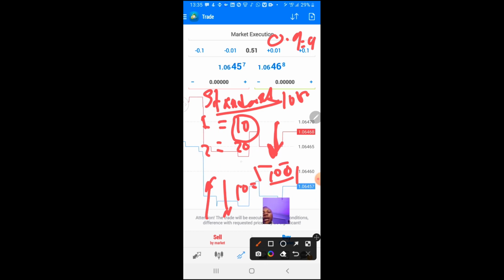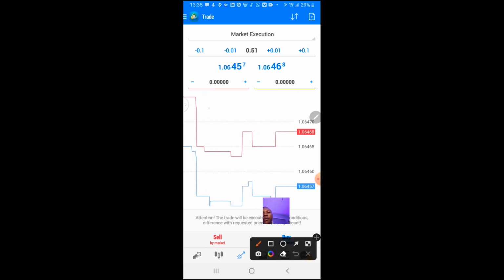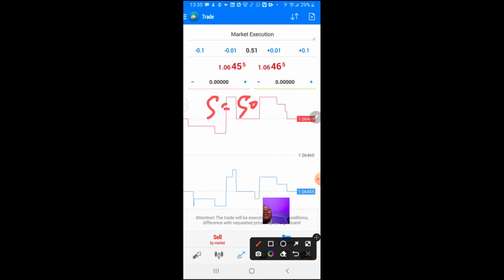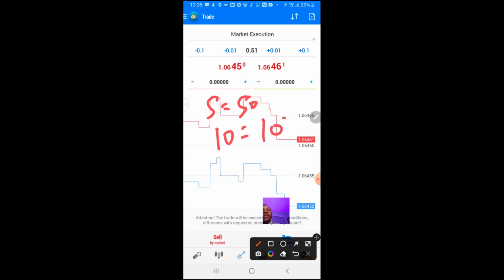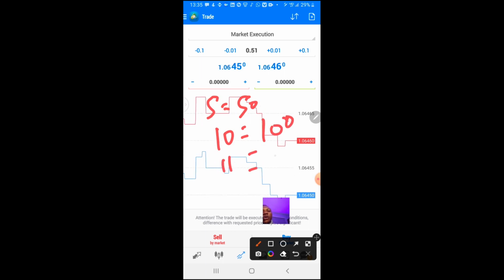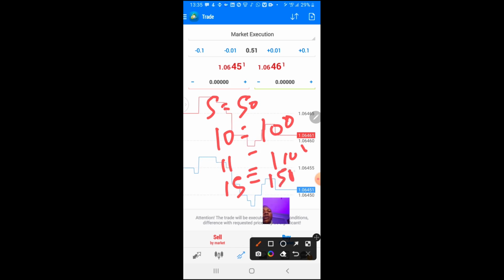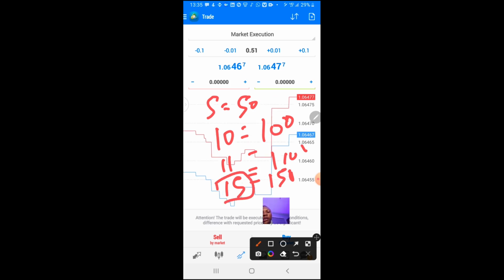So from here, let me clear it. You now know that 5 lot size means $50 per pip. 10 lot size means $100 per pip. 11 lot size means $110 per pip. 15 lot size means how many, guys? $150 per pip. So if you go 10 pips with this kind of lot size, you will make more money.